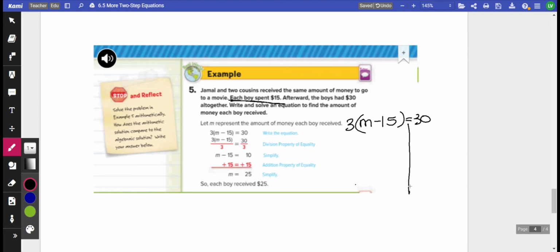So I'm going to extend my equal sign and divide both sides by 3. So M minus 15 equals 10. I'm going to add 15 to both sides. M equals 25.